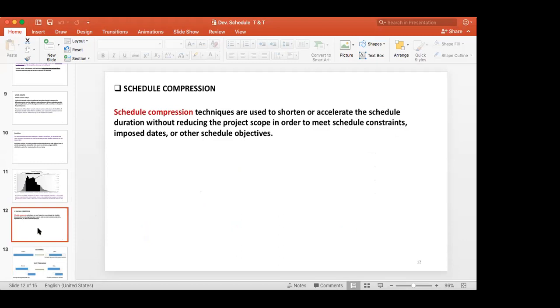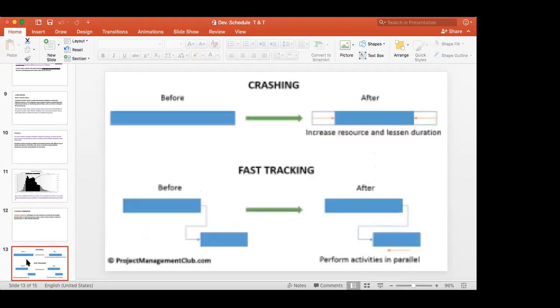And schedule compression. The other one is the compression. Schedule compression techniques are used to shorten the schedule. So if you have some time, you try to shorten it by doing two things. What are the two things? One is crashing and one is fast tracking. Either you can crash or fast track.